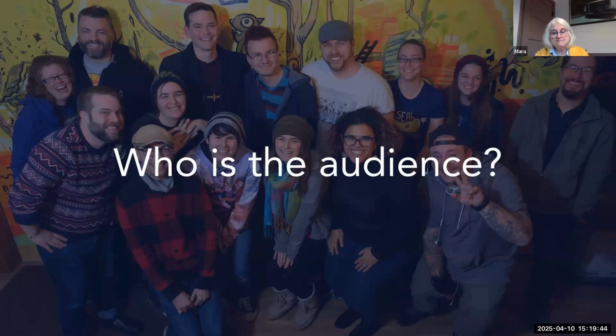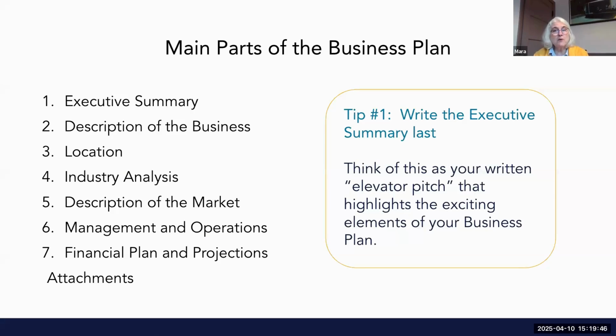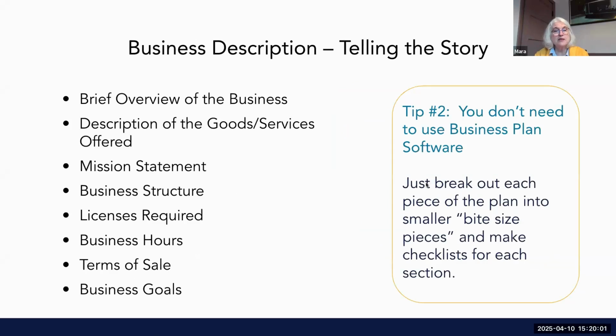Next slide, please. So what are the main parts of the business plan? Basically, it is these 7 parts: the executive summary, the description of the business, the location, industry analysis, the description of the market, management and operations, and then finally the financial plan and projections.